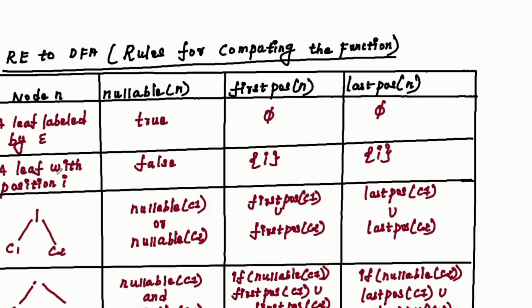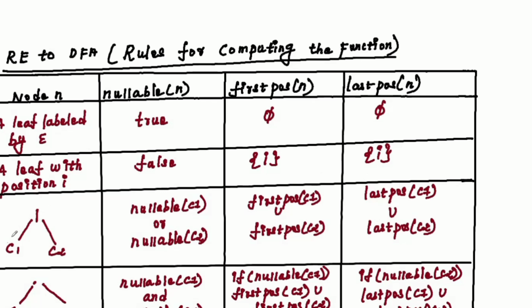Next, a leaf with position i. This node represents a symbol in the regular expression, such as a or b, and is assigned a unique position i in the syntax tree. Since it is an actual input symbol and not epsilon, it cannot be nullable, so nullable of n is false. Firstpos of n and lastpos of n both contain the position i, because the symbol is both the first and the last symbol in its expression.